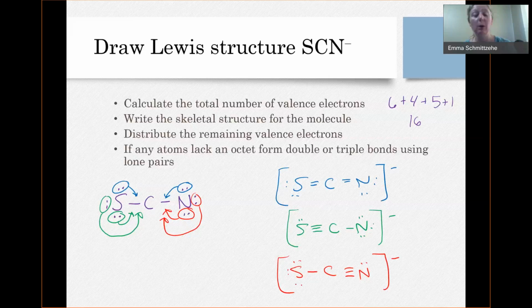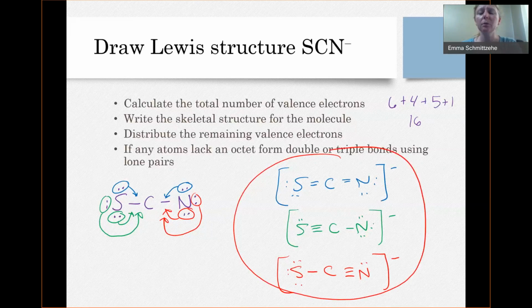That's what's needed for structures to be valid. They need to have the right number of total electrons, and they need to have an octet on everything, unless you have hydrogen, because hydrogen does not get an octet. So these are our 3 resonance structures for this. I didn't actually say that there's 3, but there's 3.